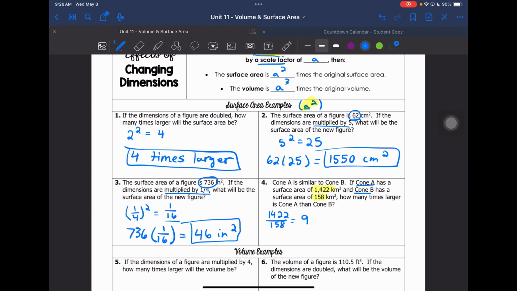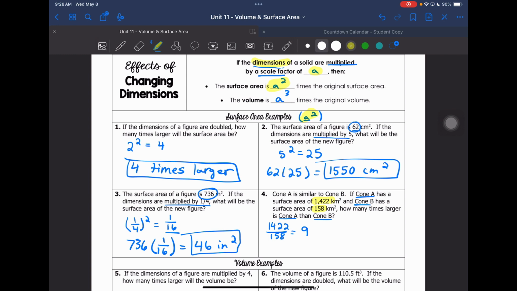It's asking how many times larger are cone A and cone B, like their dimensions. So if you remember that if we want to undo something to go from the surface area to the scale factor, you would do the opposite. So instead of taking 9 squared, we would take the square root of 9, which is 3. So the answer here would be 3 times larger.